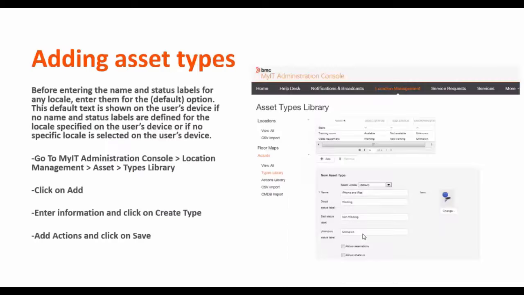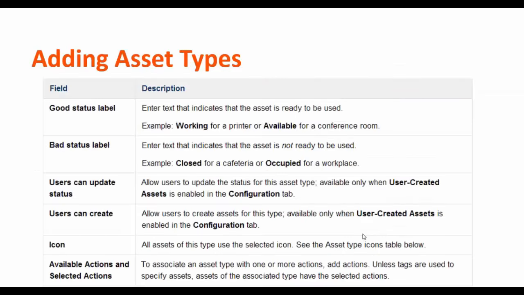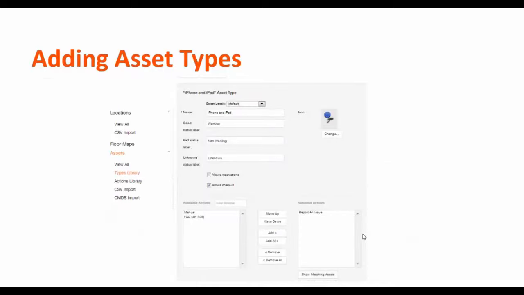You can also create asset types. In MyIT Administration Console, go to Types Library and click on Add. You can enter information such as Good Status Label, Bad Status Label, icon, and the available actions and selected actions. You can also add the actions defined in the system for newly created asset types.